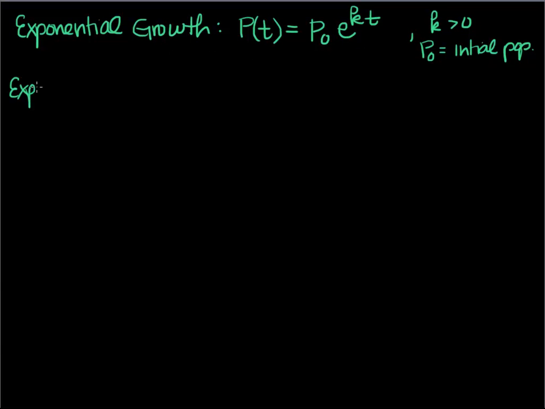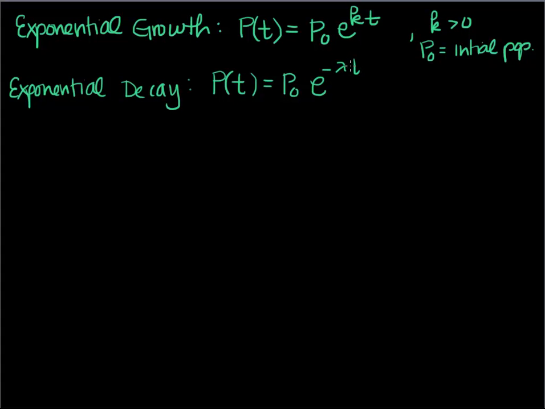Exponential decay. Now I could use exactly the same formula for decay. The difference is, instead of saying k is greater than 0, I would say that k is less than 0, but your book decides to bring in a whole new constant, and that's fine. And this constant right here, my friends, is called lambda. It's just a Greek letter. And this lambda is positive. So then if I take a negative of that, this is decay, exponential decay.